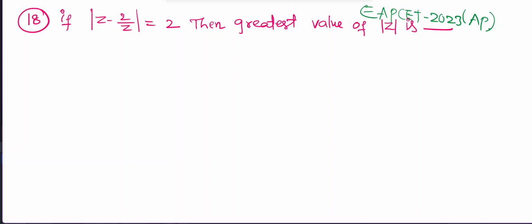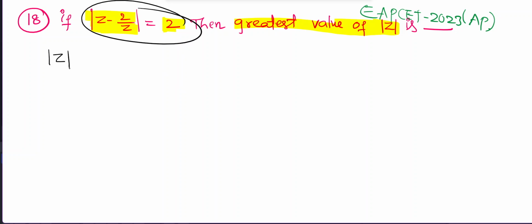This is the next question. Here it is given that mod of (z minus 2 by z) is equal to 2. Then find the greatest value of mod z. This is the given relation. Now we take mod z and find it.